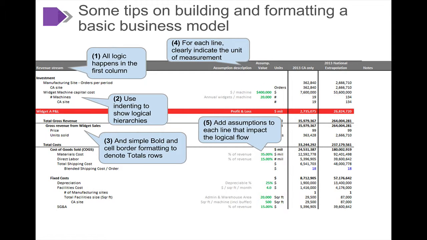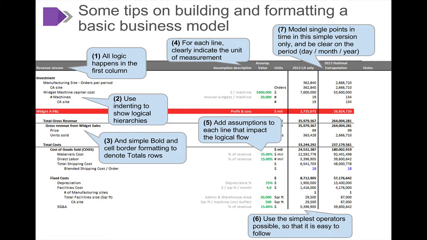Number 5. Use the two columns just beside the logic row to record any assumptions that impact that row. 6th, avoid complex formulas. Try and use simple operators only. For the most part, you can get through these models simply with the four mathematical operators. And lastly, keep your back-of-the-envelope model focused on a single point in time, just to keep it nice and simple. And be very, very clear on the period, be it day, month, or year. You'll have plenty of opportunity to expand this later on.